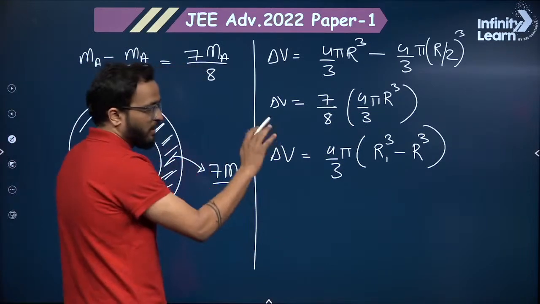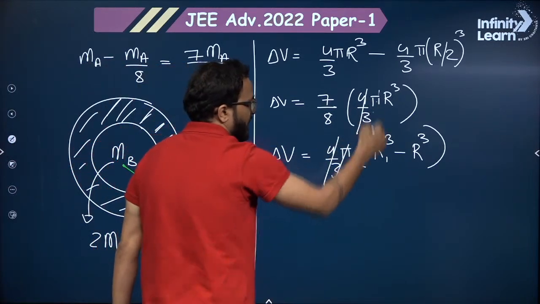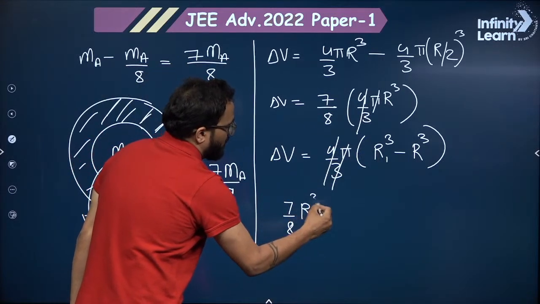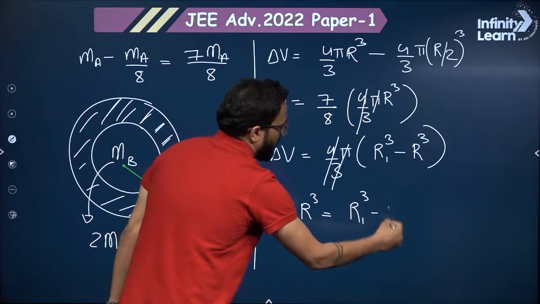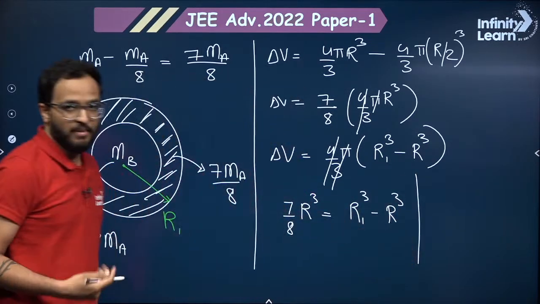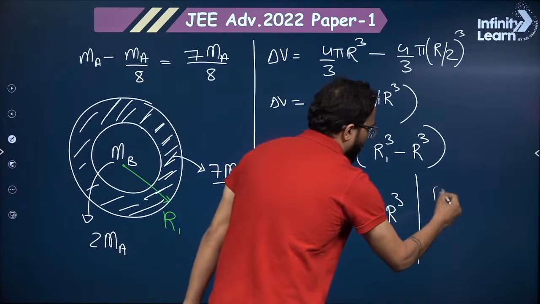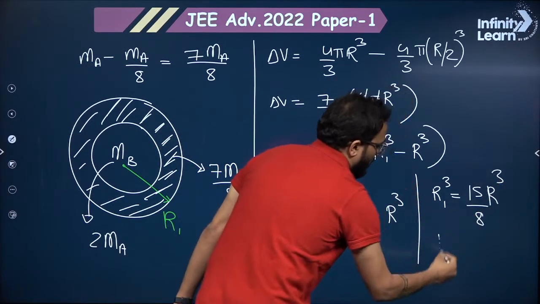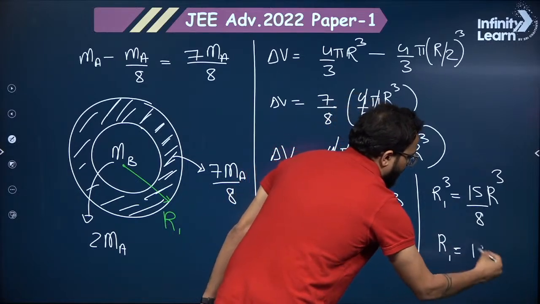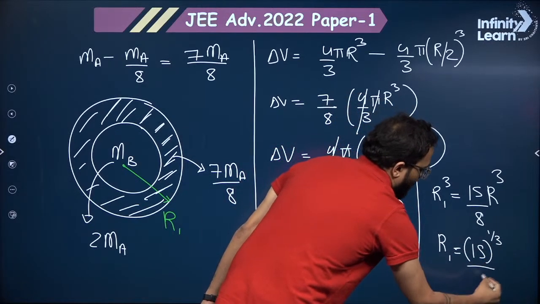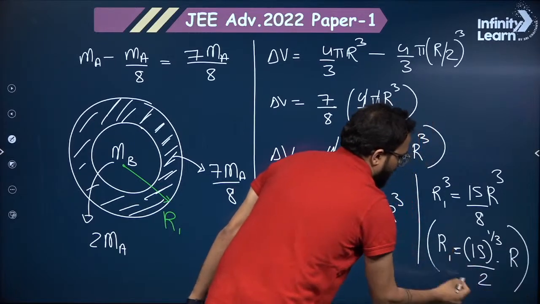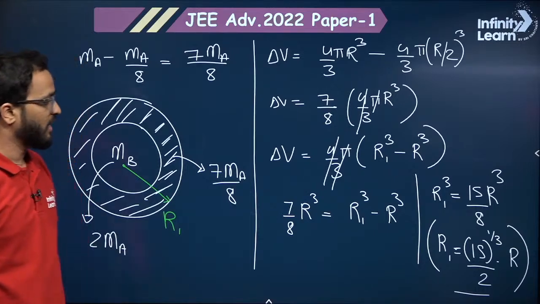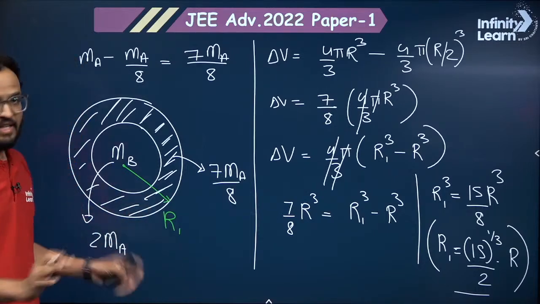When you equate, 4 by 3 pi will get cancelled. So it will be 7 by 8 r cube equals r1 cube minus r cube, right? So r1 cube will be 15 by 8 r cube. So r1 will be 15 to the power 1 by 3 upon 2 times r. Is it clear? This is the value of r1. Now you know r1, and now it is very easy to find out Vb.